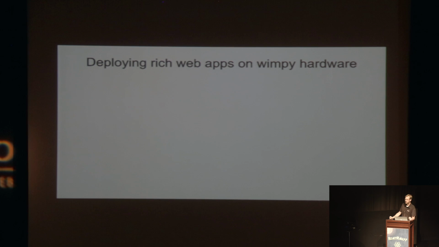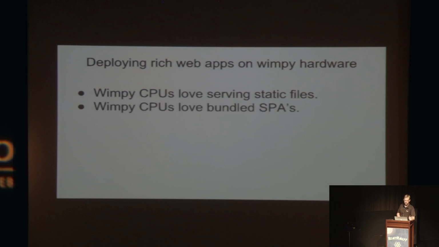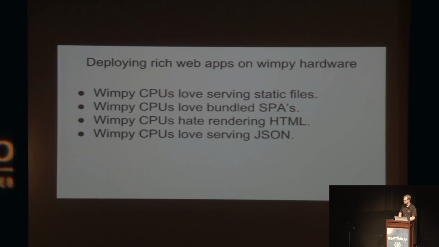So next thing I want to talk about is how great it is to live in an ecosystem that React has influenced when you have wimpy hardware. First of all, wimpy CPUs love serving static files. They love bundled single-page apps because it's generally just one request and you get your whole app. They hate rendering HTML because that is slow, and every template library on the planet is slower than just returning a file. And they love serving up JSON or YAML or other little formats like that.